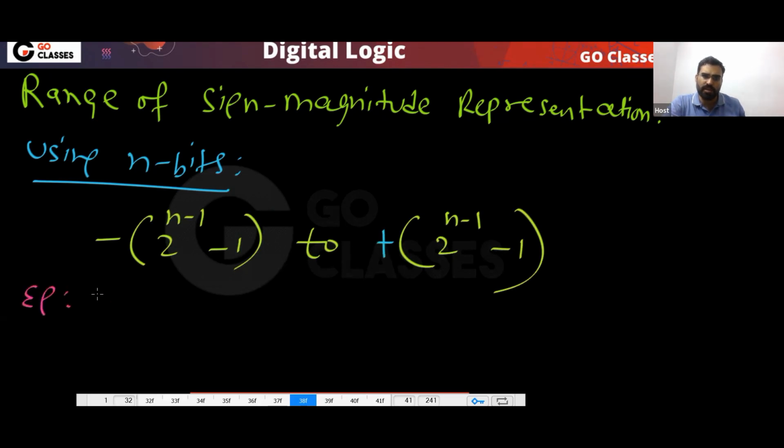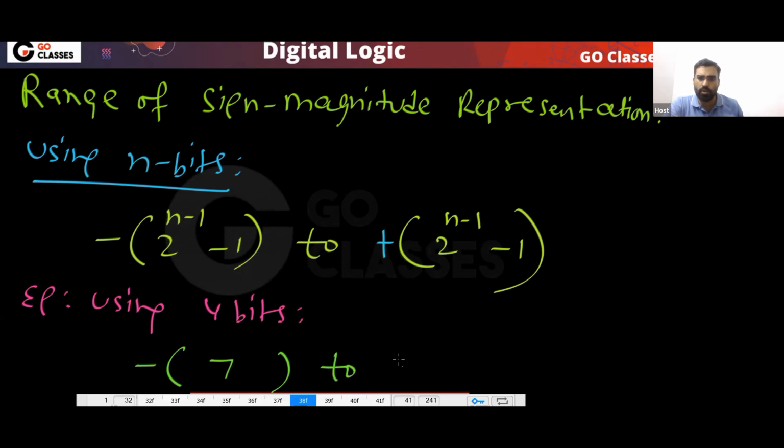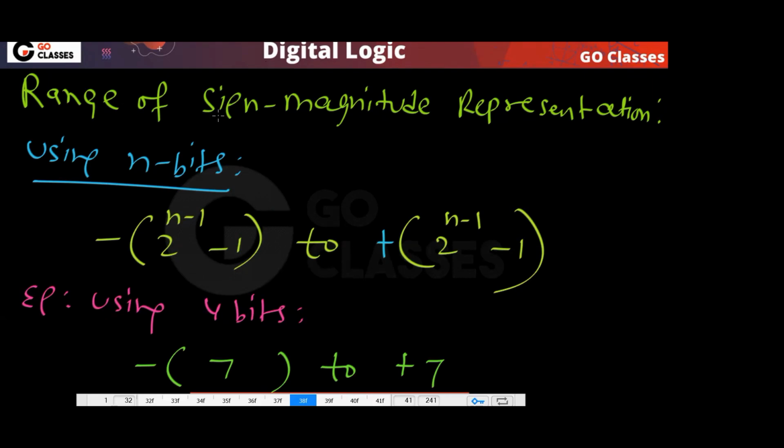For example, using 4 bits, tell me what will be the answer. Using 4 bits, the answer will be minus of 2 power 4 minus 1, so that is 2 power 3, so that will be minus 7 to plus 7. Is it clear? Let me know. So very simple, this is how you can find the range of sign magnitude.